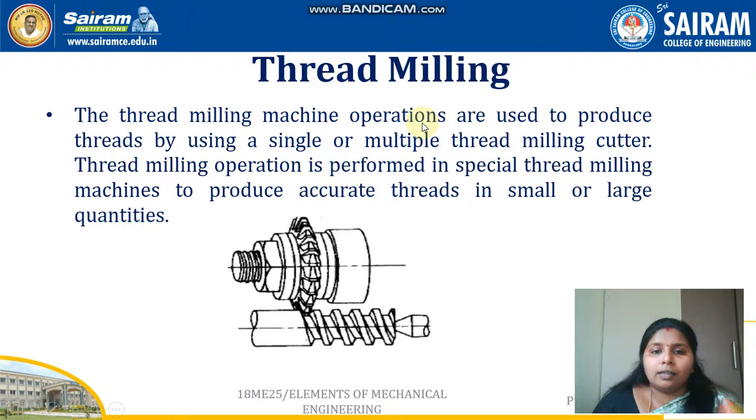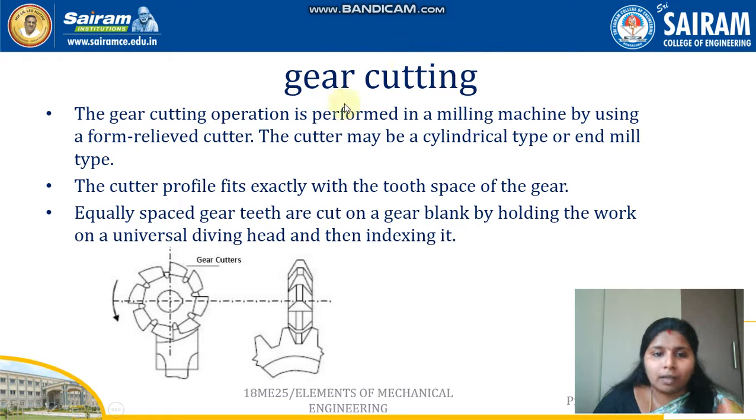The next one is gear cutting. Usually when we think of milling, everyone will remember that it is for producing gears. The main purpose of this milling machine is to produce profiles like gears. The gear cutting operation is performed in a milling machine by using a form relieved cutter. The cutter may be cylindrical type or end mill type. The cutter profile fits exactly to the tooth space of the gear.